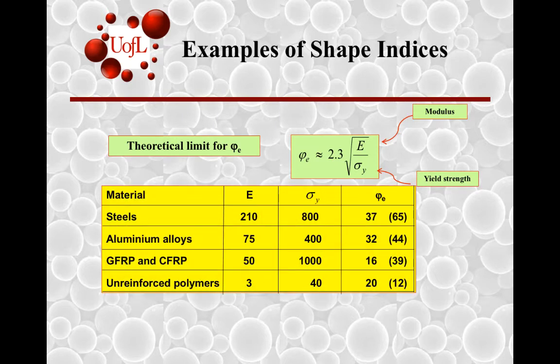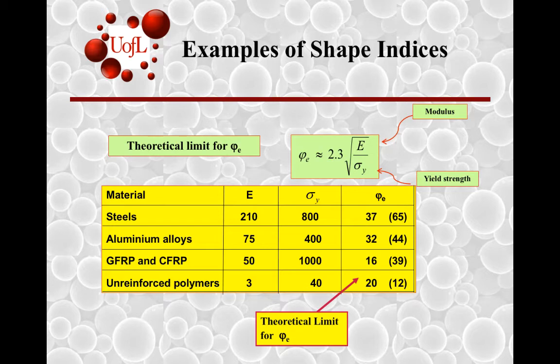For example, for these four materials, we can see that using this equation allows you to get to these numbers. Remember that E is in gigapascals and sigma is in megapascals to get these types of numbers. The numbers in the brackets, however, are experimentally measured numbers, as opposed to the theoretical limit. Pause to think, how would you measure this experimentally?